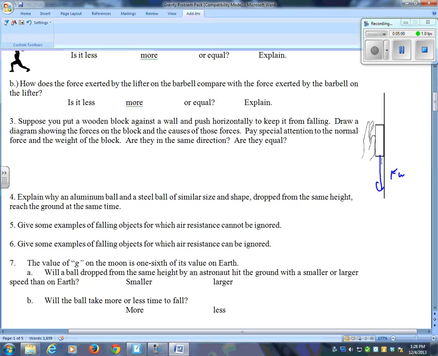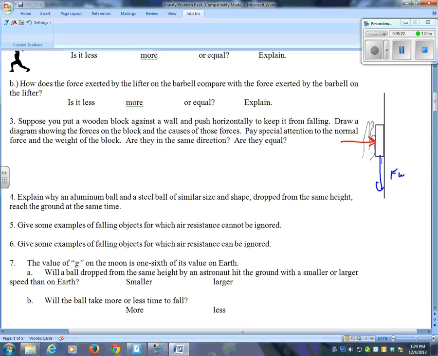Which way is the applied force? Towards the wall, to the right. I'll draw it like this. Now, what else is there in here? Friction. There is friction and there is a normal force. Which way does the normal force go? The normal force, remember, is always perpendicular to the surface.